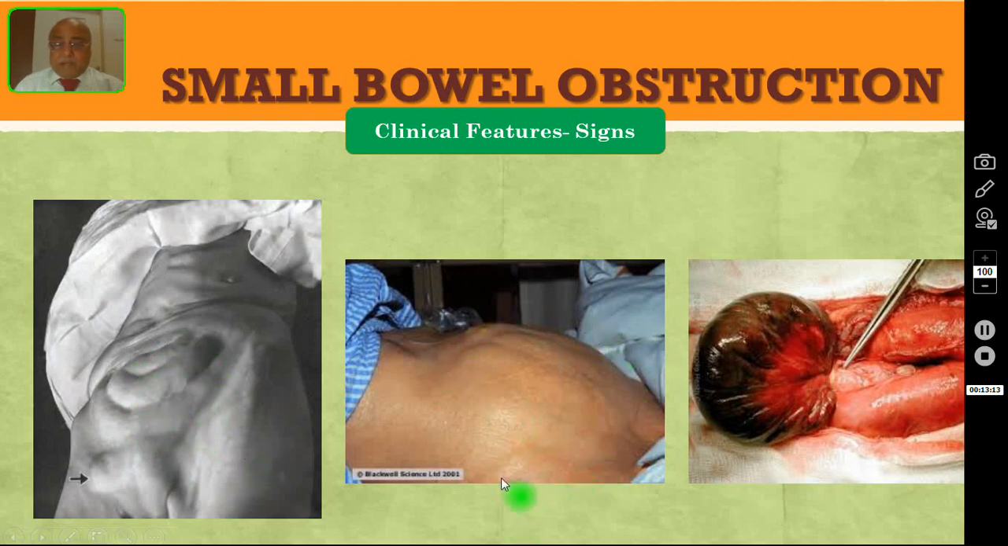Here also the abdomen is distended. Most probably the patient has bowel obstruction. Here you are seeing a case of inguinal hernia that has already gone for strangulation. This is the very narrow neck, this area. So the patient has already gone for strangulation of the bowel.